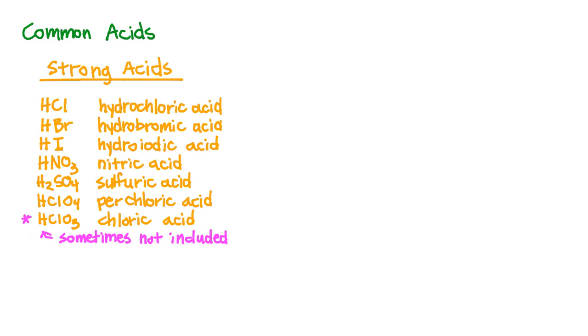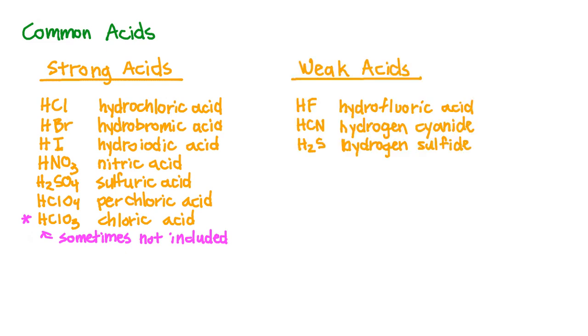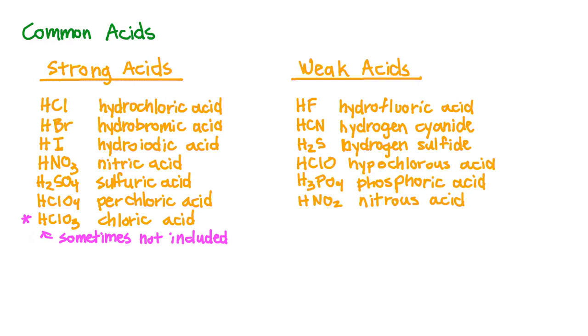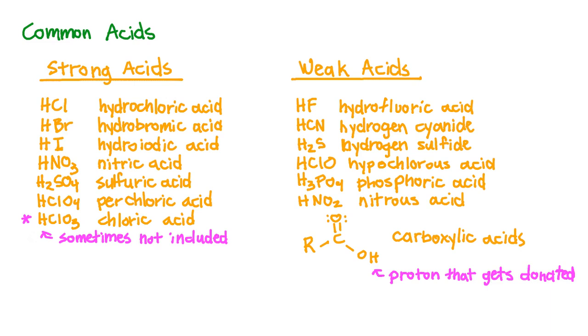Chloric acid is sometimes not included as a strong acid, depending on who you ask, so that's just something to look out for. Then we have the weak acids. There's many weak acids, so we'll just cover a few of them, like hydrofluoric acid, which we've already seen, HCN, or hydrogen cyanide, and H2S, or hydrogen sulfide. Then we have some oxoacids that are weak acids, like HClO, or hypochlorous acid, H3PO4, or phosphoric acid, and HNO2, or nitrous acid. Then we have all the carboxylic acids, which are molecules that contain this group that has a carbon double bonded to an oxygen and single bonded to an OH. An example of this is acetic acid, which is the acid that's in vinegar.